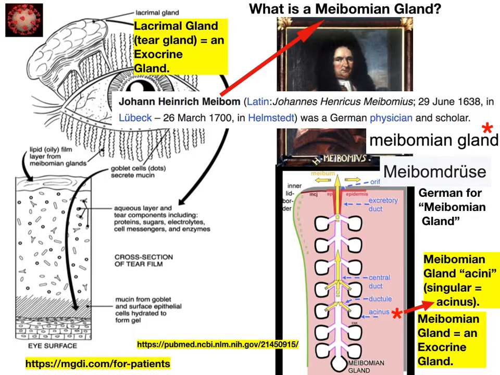At the lower right of the slide, I'll emphasize this concept in more detail. The meibomian gland is composed of an array of secretory units called acini, which is a Latin term. The singular term is acinus. The terms acini and acinus are recognized by scientists who work on exocrine glands. However, these terms may be unfamiliar to many medical practitioners and certainly many patients.